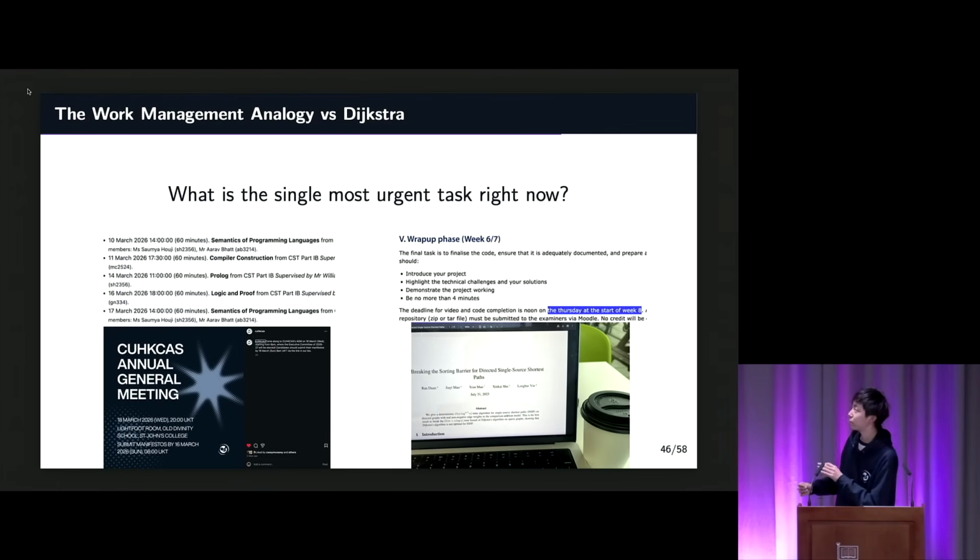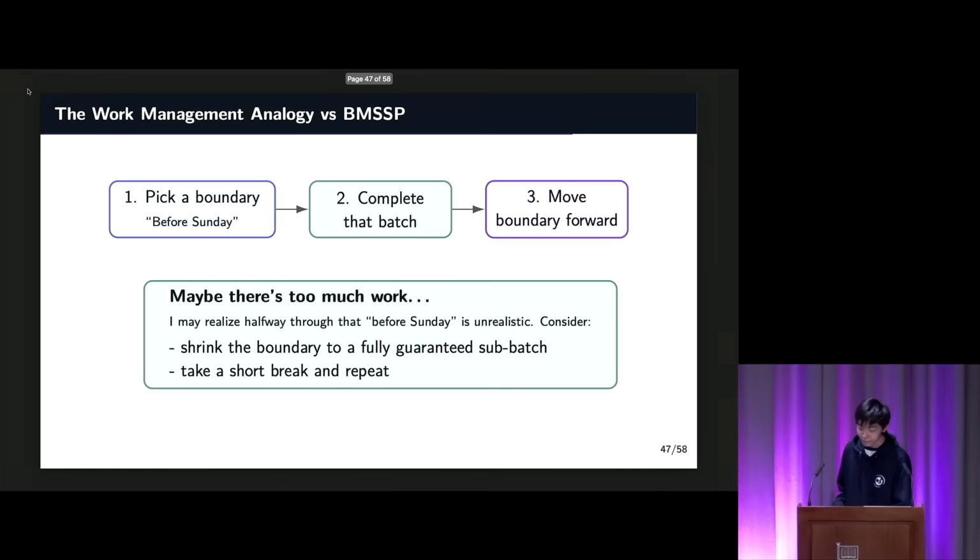Now, I would like to get back to the very, very beginning of this talk, where I introduced the seemingly useless analogy about work management. Coincidentally, the first approach here, where I keep asking what the single most urgent task is, seems exactly like Dijkstra, where I keep asking where the single closest incomplete vertex is. However, we can instead pick a sensible boundary, complete a batch of work before that boundary, and then move the boundary forward. This is essentially the philosophy behind BMSSP. Instead of trying to finish everything in one go, we repeatedly make controlled progress by solving manageable subproblems, and we push the boundary forward.